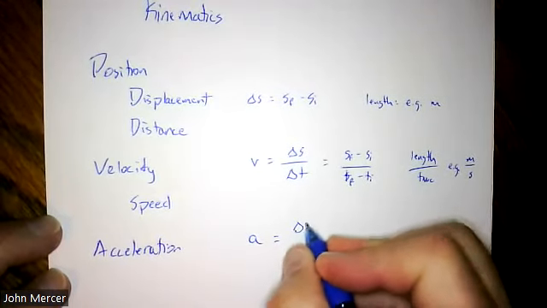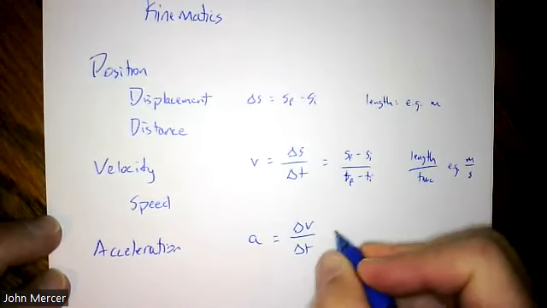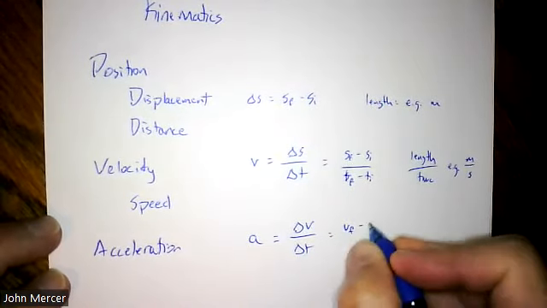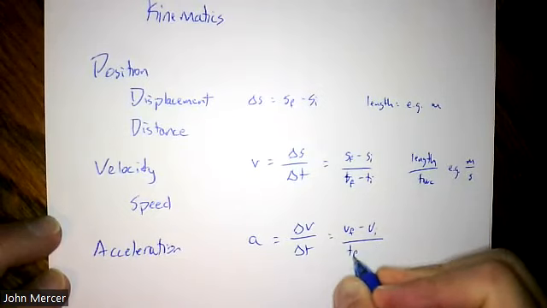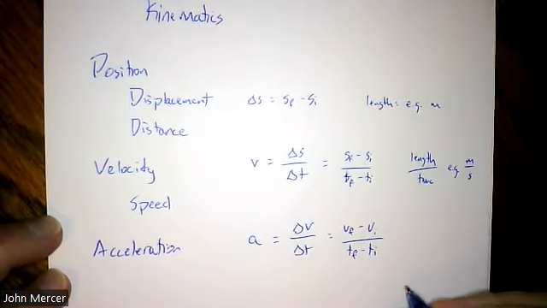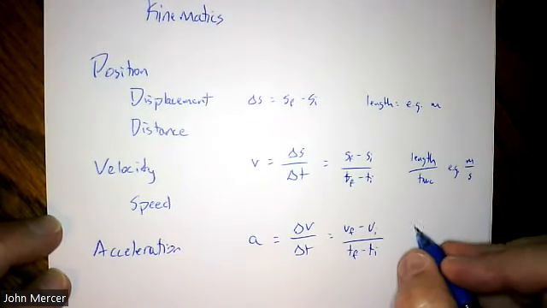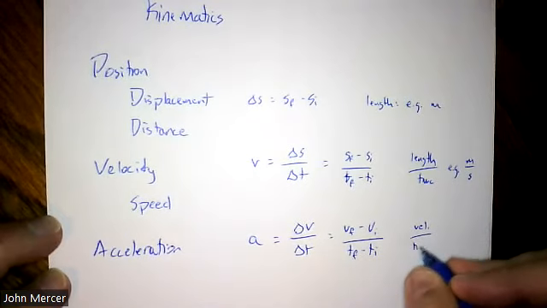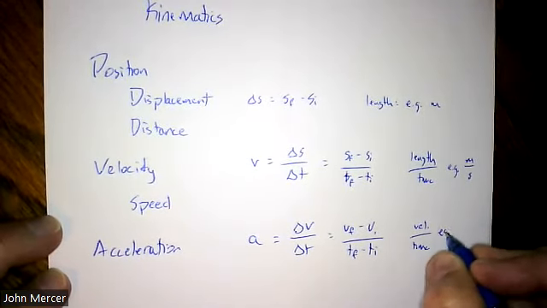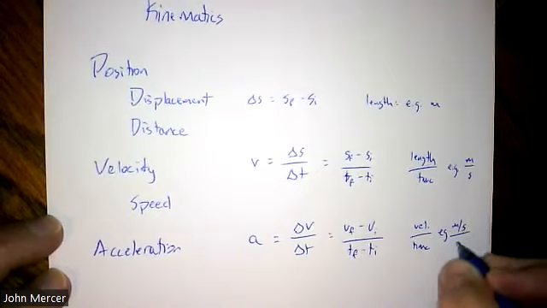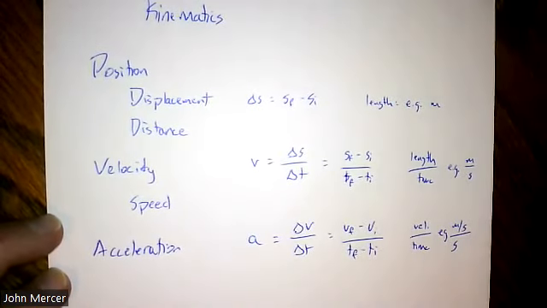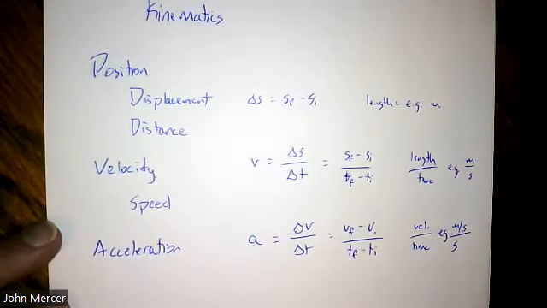Acceleration equals change in velocity over change in time, or final velocity minus initial velocity divided by the change in time. Units are any units of velocity over any units of time. For example, meters per second per second, which is the same as meters per second squared.